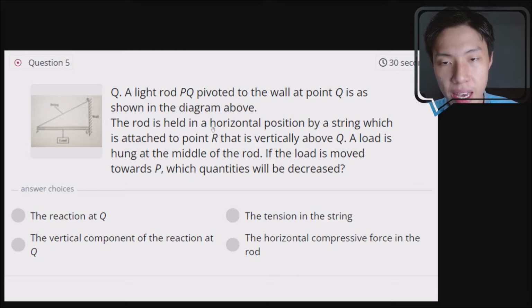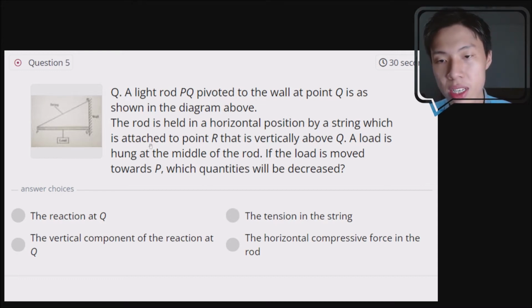So the rod is held in a horizontal position, so this is horizontal, by a string which is attached to point R that is vertically above Q. So point R is vertically above Q, and this point R here is connected to a string which is connected to the point P, the other end of the light rod PQ. So this rod is able to maintain a horizontal position because this string is hanging it, connecting it to point R that is vertically above point Q.